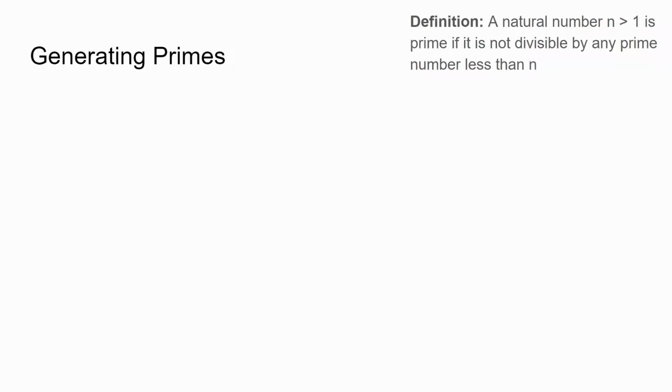Here's how this proof will work. I will come up with an algorithm to generate the primes one at a time, and I will prove that this algorithm will never terminate. Therefore, there are infinitely many primes. Here's the definition of a prime number in the top right corner, just for reference.